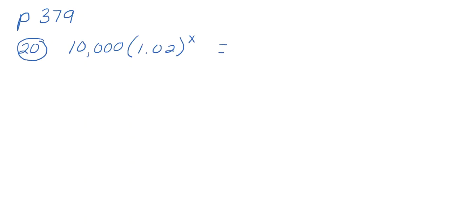Problem 20 is just a start times growth to the x problem. If the black bear population is increasing by 2%, remember in growth we need to add the 1, so it becomes 1.02 for the growth rate. And how many years? So 8 years. So where the x is, we're putting in an 8. And then if you do that on your calculator, you'd get 11,717 bears.